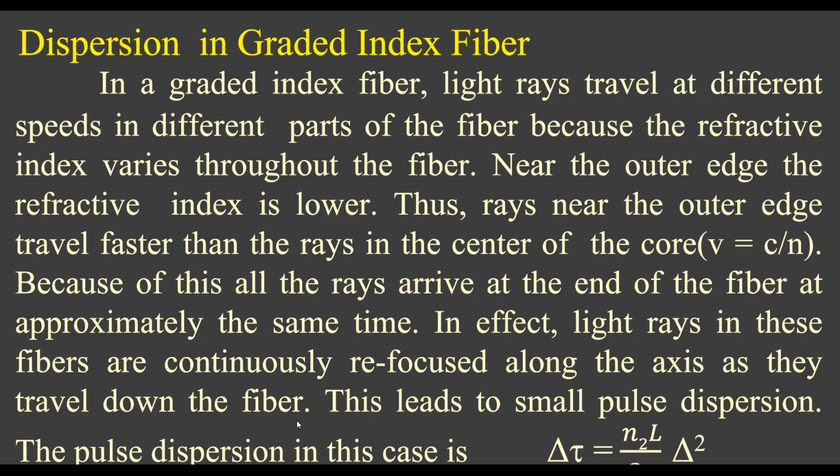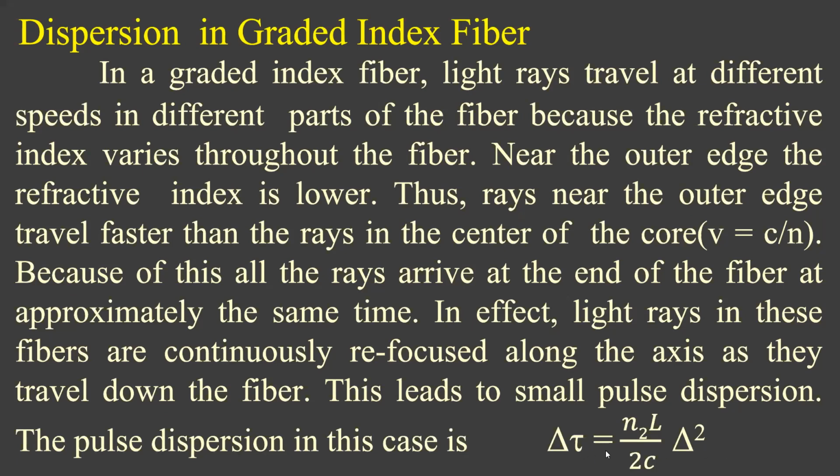The pulse dispersion in this case is given by delta tau = N2 L / (2C) times del squared. I am not going to derive this result here. This is given directly for the dispersion in a graded index fiber.